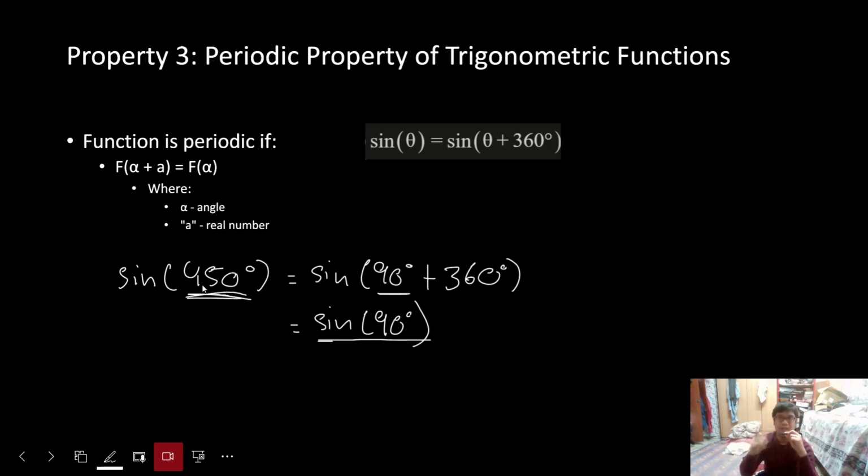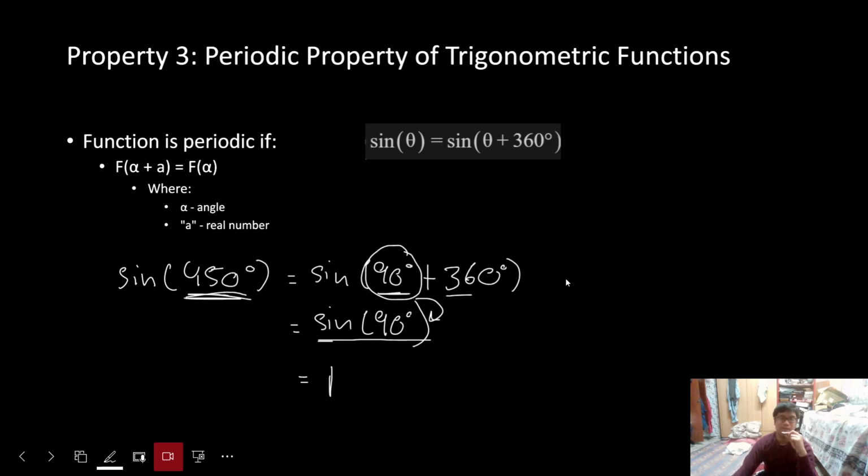Think of what angle you can use. I mean, think of an angle that, if you add it with 360 degrees, the answer is 450 degrees, which is this one, right? And whatever angle you think of, you will use it here instead. So what is sine 90 degrees? It's actually 1.